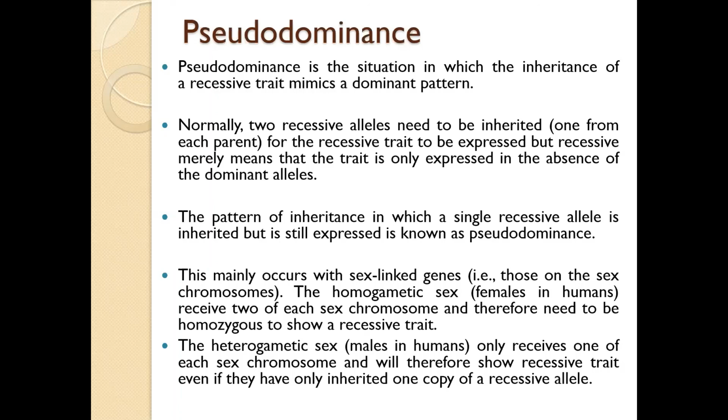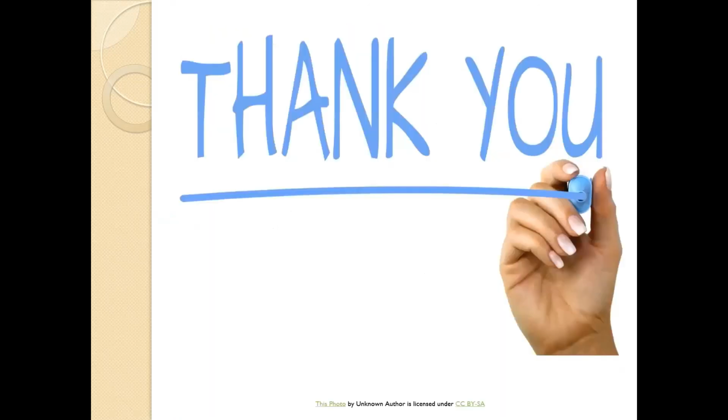But in the case of males, they have only one X chromosome. So if they get a single recessive gene on their X chromosome, they are able to show the phenotypic character of that disease, like hemophilia. We will discuss that later in our class. So this is for today's lecture, and we will continue our allelic interactions in our next classes also.